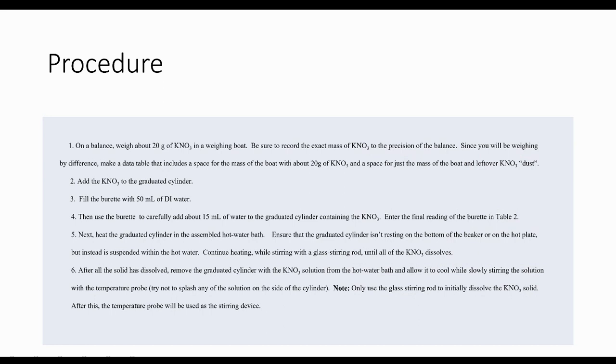Okay, so we're going to weigh about 20 grams out in the weighing boat. You add the potassium nitrate to the graduated cylinder. The burette has the water, and to the cylinder you're going to add about 50 mils of water. Then you're going to heat it until the solid's dissolved. And then you're going to take it out of the hot water bath and let it cool, but keep stirring it.